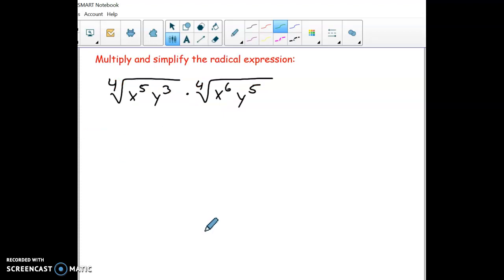Okay, so pause the video and see if you can figure out how to smash these together into one big 4th root. Yes, our goal is to multiply, and we're going to get one big 4th root. All right, so pause the video, give it a shot.